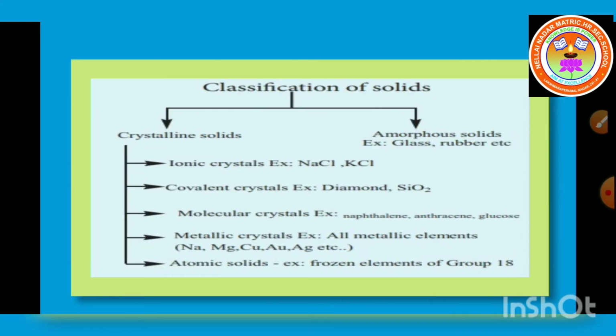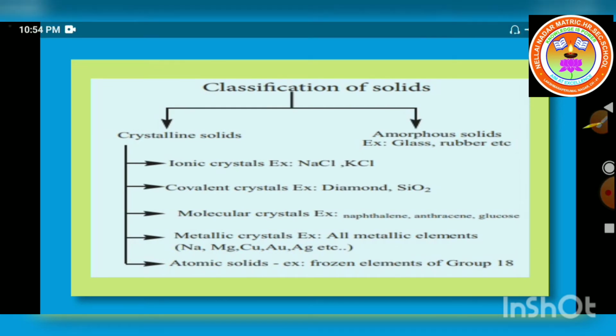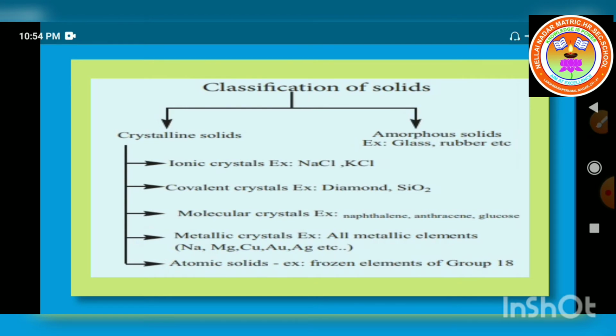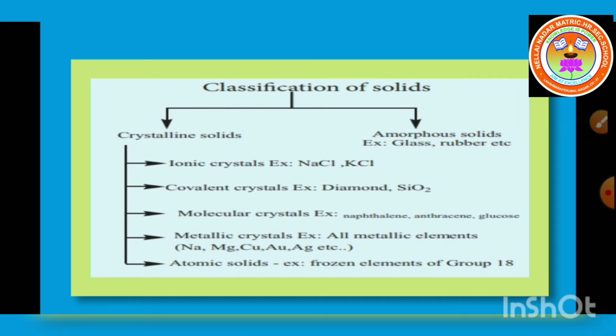After finishing the characteristics of solids, the next one is classification of solids. Based on the arrangement of their constituents, solids are classified into two types. What are the two types? See here, one is crystalline solid, another is amorphous solid. Crystalline solids are further classified into 5 types. What are the 5 types?